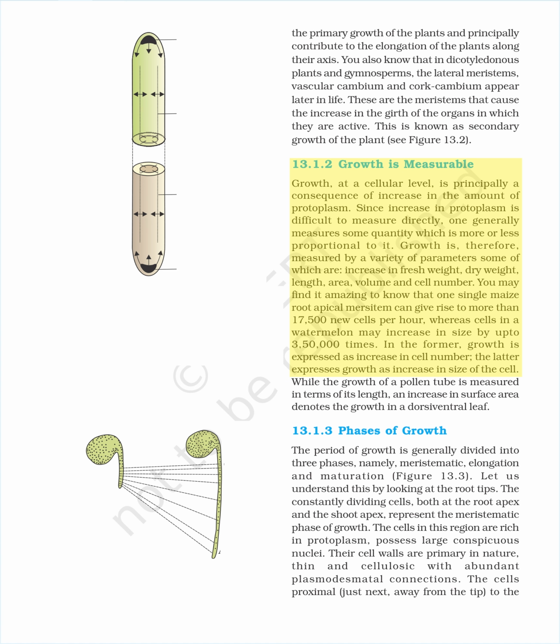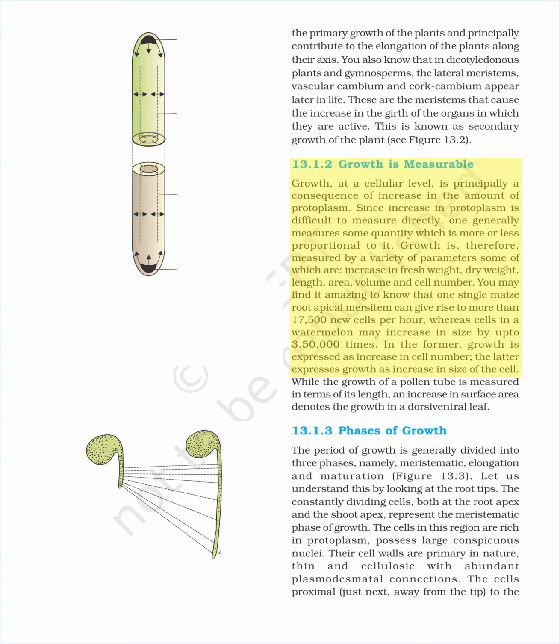13.1.2 Growth is measurable. Growth, at a cellular level, is principally a consequence of increase in the amount of protoplasm. Since increase in protoplasm is difficult to measure directly, one generally measures some quantity which is more or less proportional to it. Growth is, therefore, measured by a variety of parameters, some of which are increase in fresh weight, dry weight, length, area, volume and cell number.